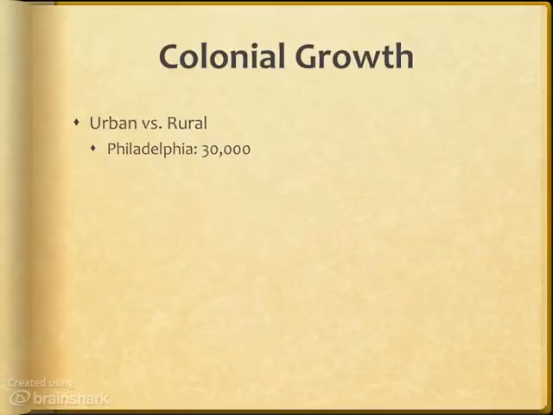Philadelphia was the largest city in the colonies, with about 30,000 people. Now that may not seem like much today, but it was enough to make Philly the second largest city in the British Empire, after London, of course. New York was the second largest colonial city, with about 25,000 residents, and Boston was third, with about 16,000.